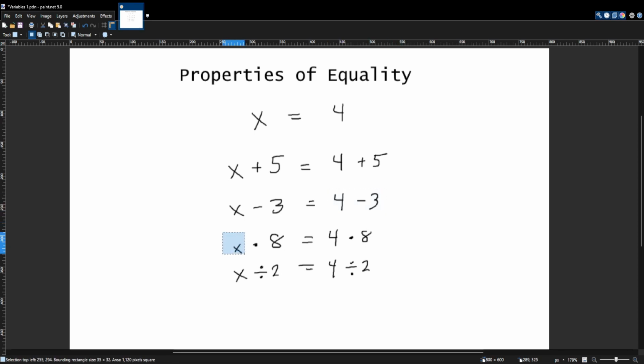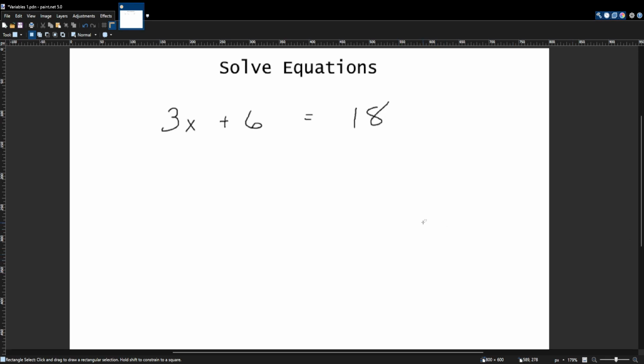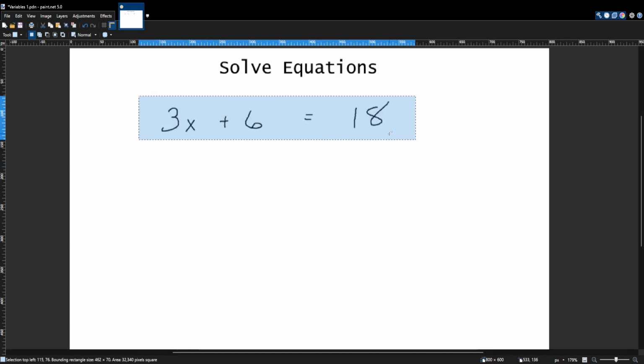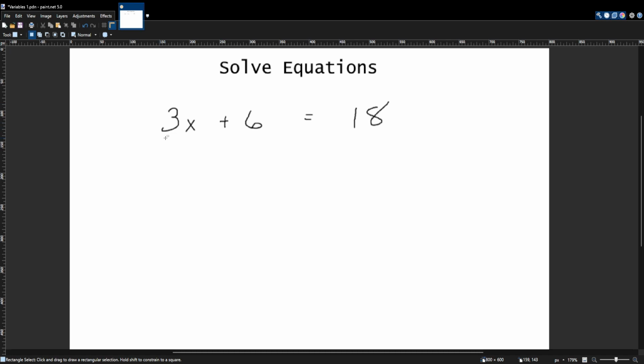Same with multiplication. 4 times 8 is equal to 4 times 8. And x, or 4 divided by 2, is equal to 4 divided by 2. As long as I perform the operation on one side and the other, then I will maintain equality. Alright, so let's talk about actually solving an equation now. Let's take this equation, 3x plus 6.